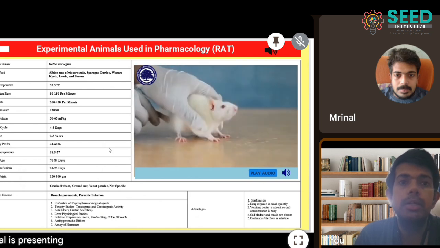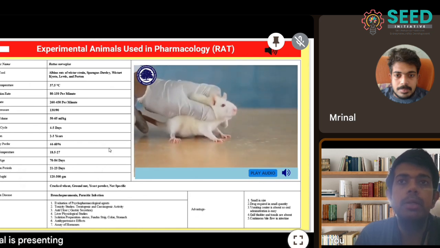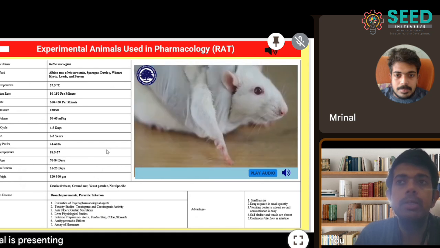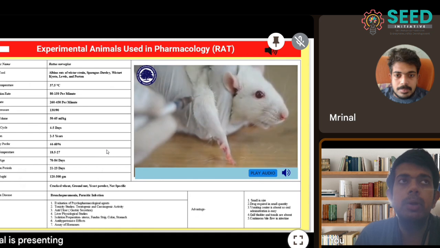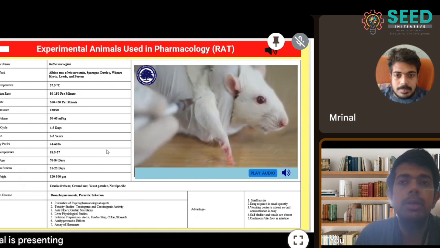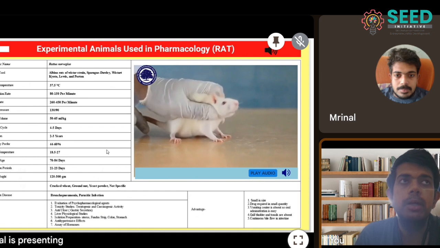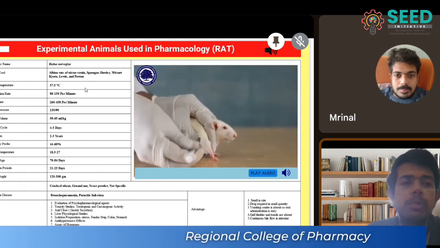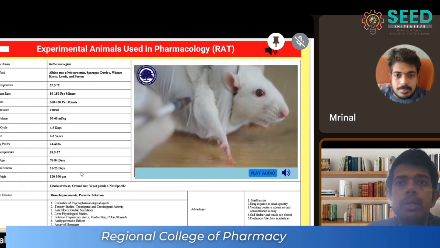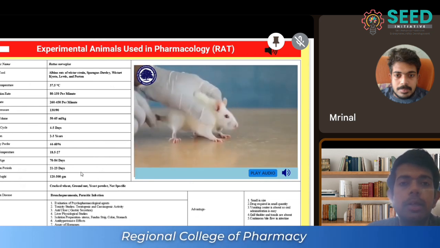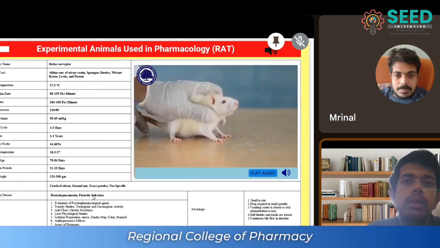Mating age is 70 to 84 days, and the gestation period is around 21 to 23 days. Body weight is around 120 to 300 grams. Feeding is cracked wheat, groundnuts, yeast powder, and other things not specified here. Common diseases are pneumonia and parasitic infection, so respiratory infections.